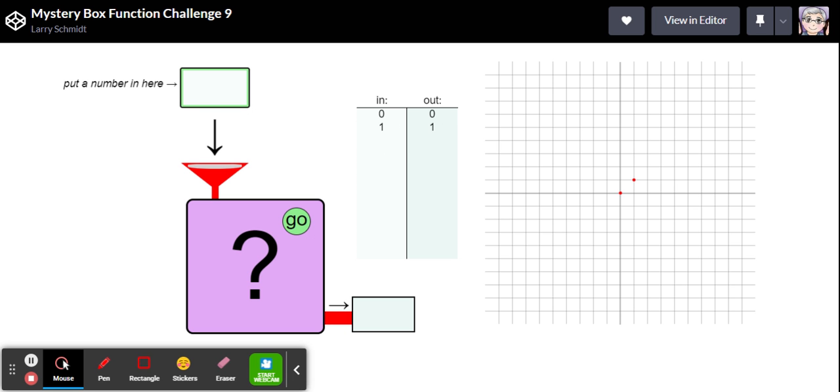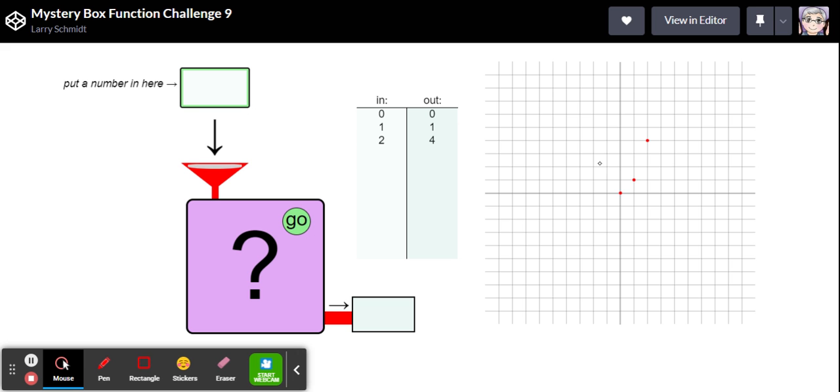Okay, so if I put in a 1, I get out a 1. This could just be whatever you put in, you get out the same thing. So that would be f of x equals x. So let's try a 2. If we get a 2, I think that's probably what's going on here. Oh, no, we got a 4.